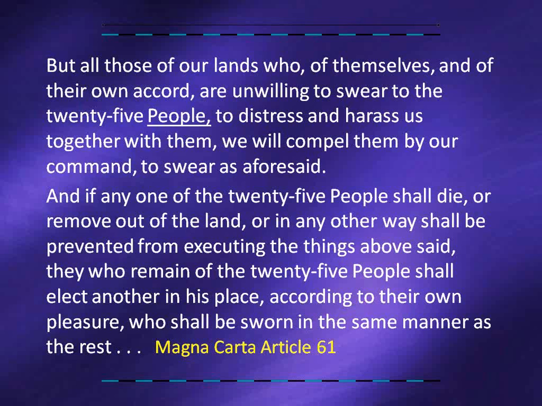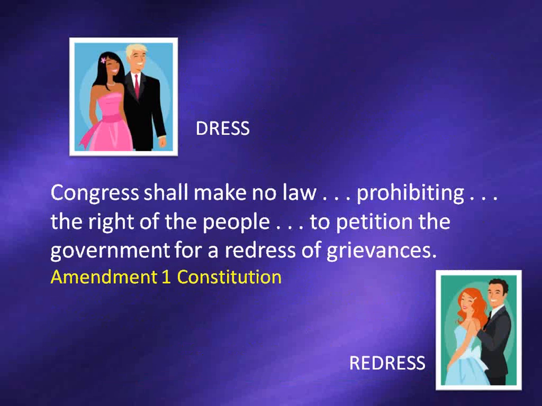Under the common law, the subject always had a right of appeal to his sovereign. In this country, the 25-man people grand jury, about Article 61 of Magna Carta, is one method by which it is done. In the Constitution, the people reserved an absolute right to petition the government for a redress of grievances, and at the same time restricted Congress from prohibiting their exercise of the right. Amendment 1 to the Constitution: Congress shall make no law prohibiting the right of the people to petition the government for a redress of grievances. No law. Absolutely none, ever, no way, no how.